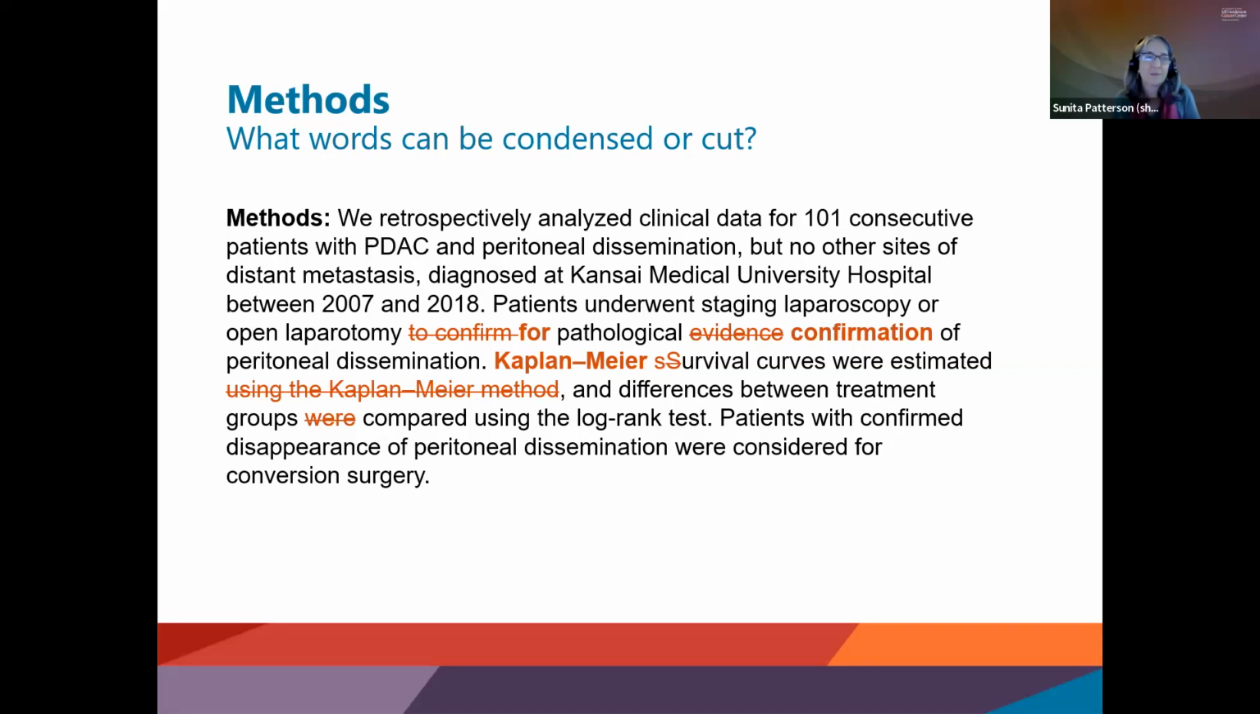And then because, well, we said survival curves were estimated and differences between treatment groups compared. We just felt that "were" could come out and the meaning would still be clear. It's still grammatically correct. So with those changes, we're down to 275 words. So anyone else have any ways to shorten this section?